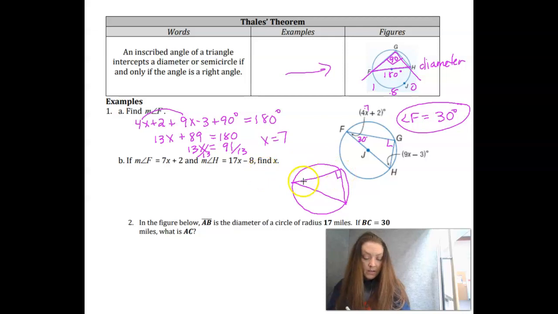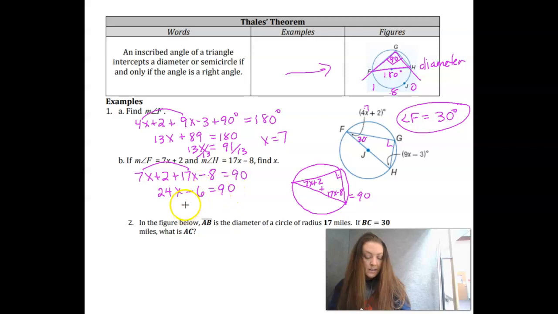All right, so F is 7x plus 2. And if angle H is 17x minus 8, find x. So on this one, I know if that's 90, I know that these two together have to add up to 90. So 7x plus 2 plus 17x minus 8, those have to equal 90. So I can use the 180, or I can just say those two angles have to equal 90. Either way. So combine like terms, 17 plus 7 is 24. 2 minus 8 is minus 6.